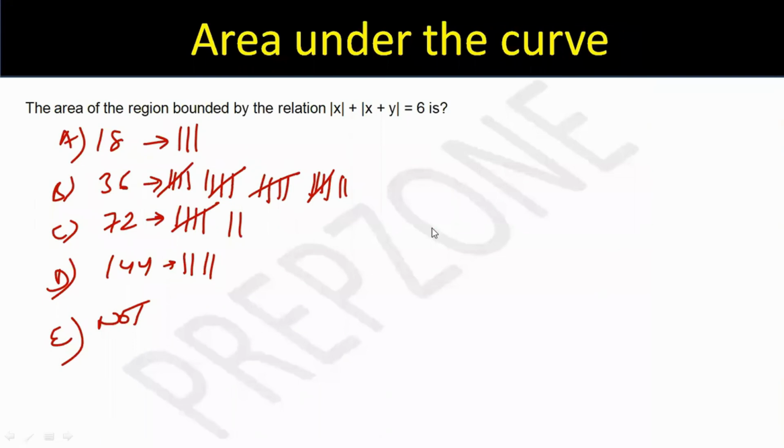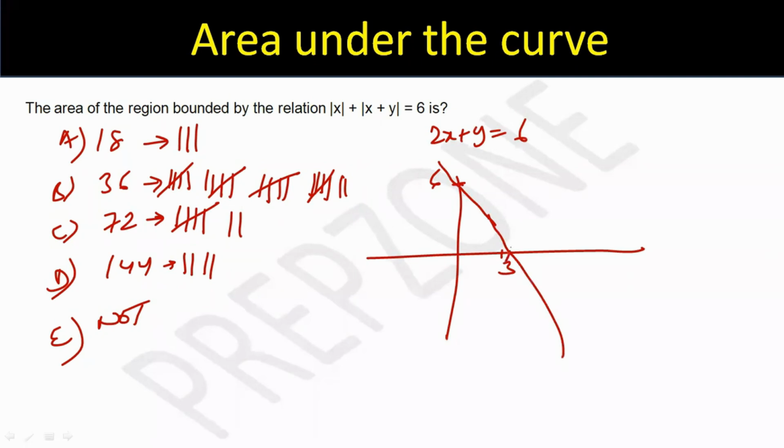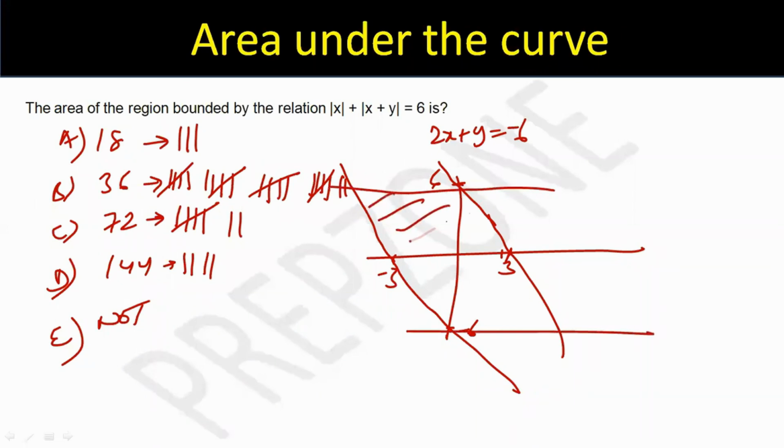Yeah, okay. So I just open the modulus. So first, let's say x is positive, both positive. So 2x plus y is equals to 6. That will be a straight line cutting y-axis at 6 and x-axis at 3. And then similarly, we will get minus 2x plus y is equals to minus 6. So that will cut it minus 3 and minus 6. Okay, I think I did a mistake. And then y is equals to minus 6 and y is equals to 6.